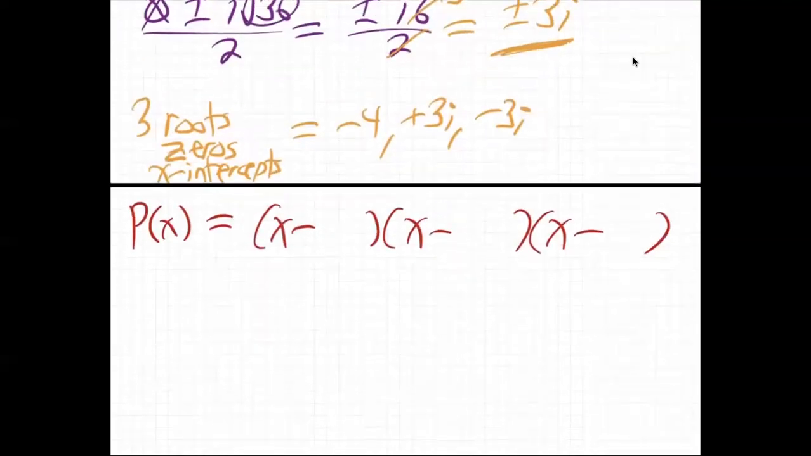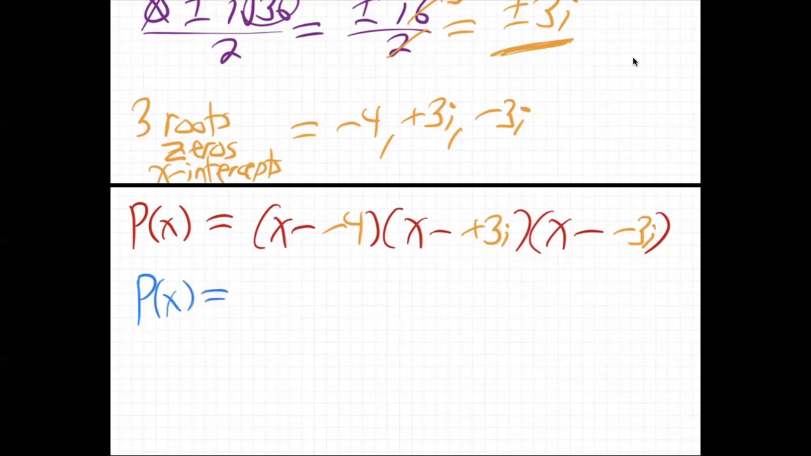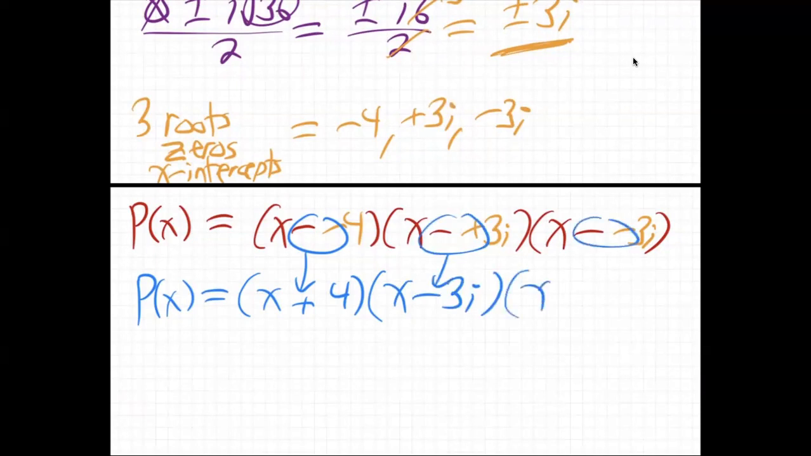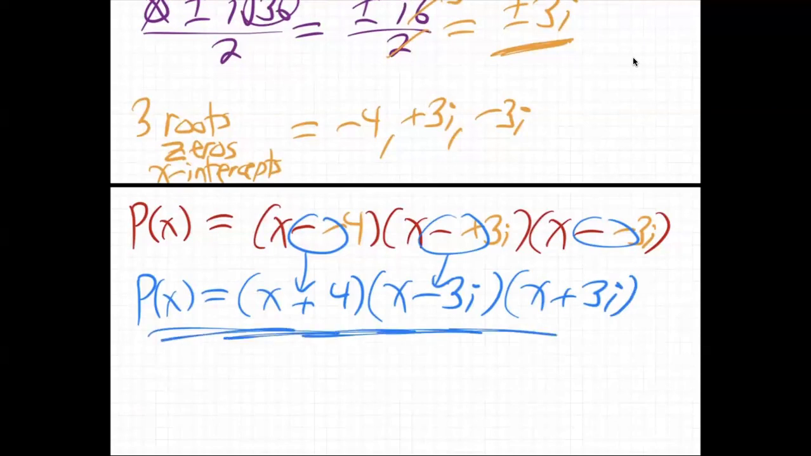Then put them in there. Negative 4, plus 3i, minus 3i. So let's clean that up. That's p of x equals. So x, the double negative here, is plus 4. Whoops, kind of scribbly 4 there. And this will be x minus 3i, right? Minus a plus, which is minus. And this is minus a minus, so it's plus 3i. And there we go. That's what we're going to type in.